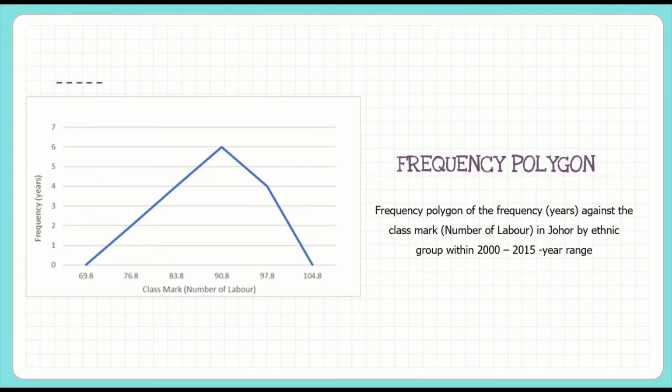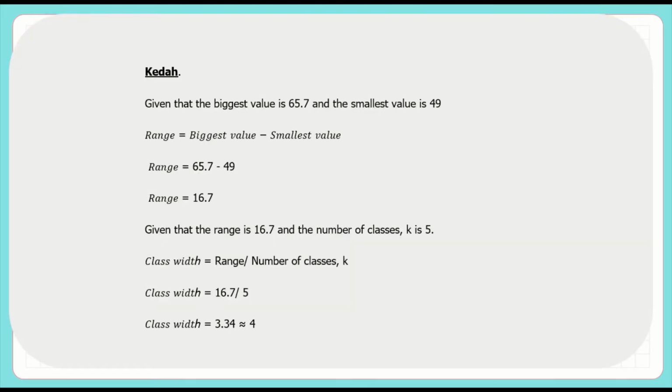Next slide for question 2c, graph 1.2 shows the frequency polygon obtained from the retrieved data of employed persons by ethnic group in Johor within the 2000 until 2015 year range. The y-axis is the frequency, which is the year, and the x-axis is the class mark, which is the total employed person.